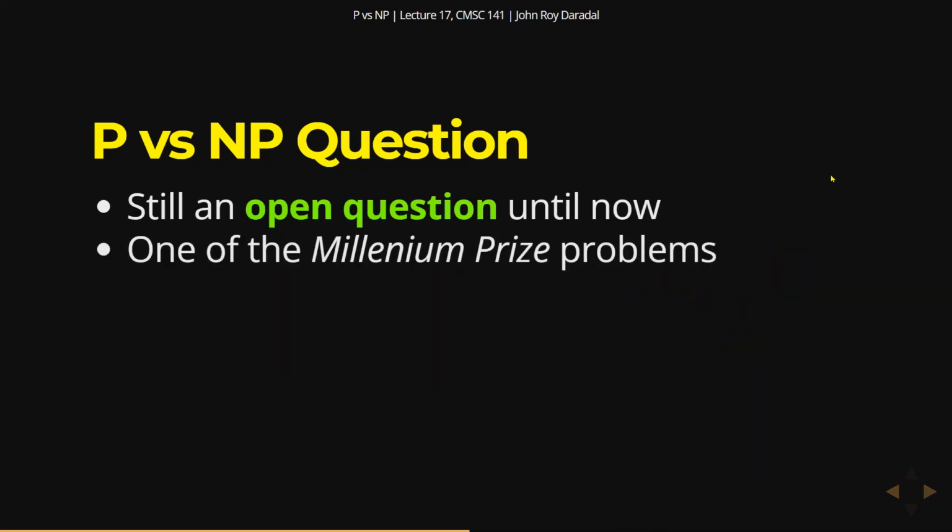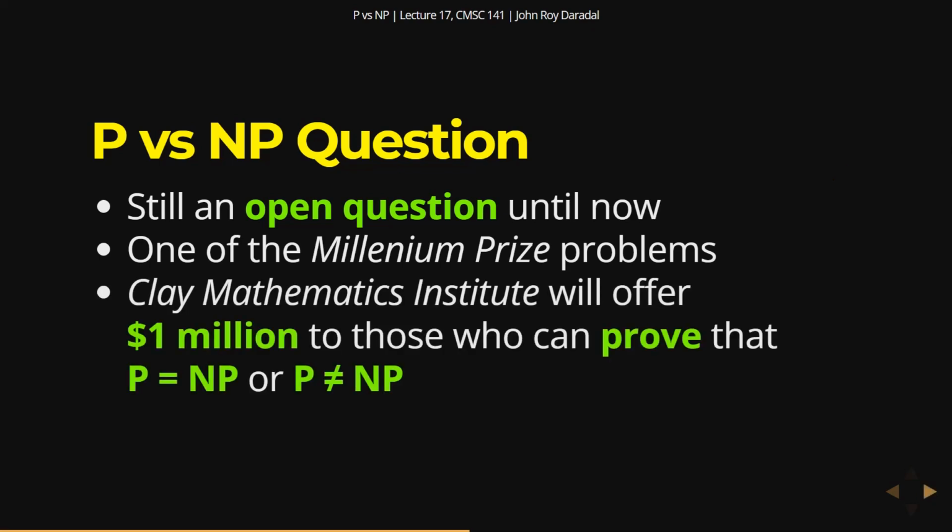So it's still an open question, and it's one of the Millennium Prize problems. The Clay Mathematics Institute will actually offer $1 million to those who can prove that either P is equal to NP or P is not equal to NP. If you can prove one of them, then you have $1 million. For those of you who want to try, then you can try. But well, if it was easy, then someone would have solved it by now, right? But it doesn't hurt to try.